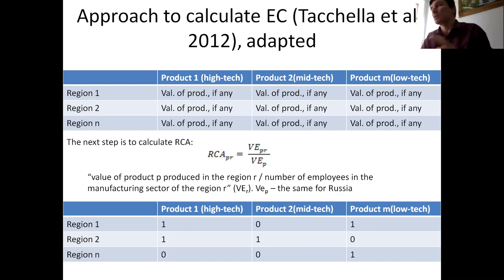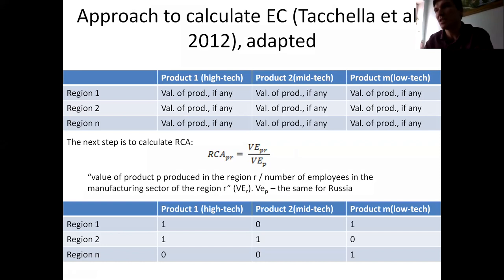Well, now I will be short about my methodology and some results of the research. First of all, let me describe the methodology, how the economic complexity indicator is calculated. First we compose a matrix of region and product. Then I slightly adapt the traditional methodology of Tacchella et al. and calculate the revealed comparative advantage indicator. But I do not use the share of the country or region in the total export of the product P. I calculate the value of product P produced in the region divided by the number of employees in the manufacturing sector of the region R. By this, I reduce the influence of the size of the region. So small regions, big regions and very big regions are more or less in the same position. It's just a technical detail.